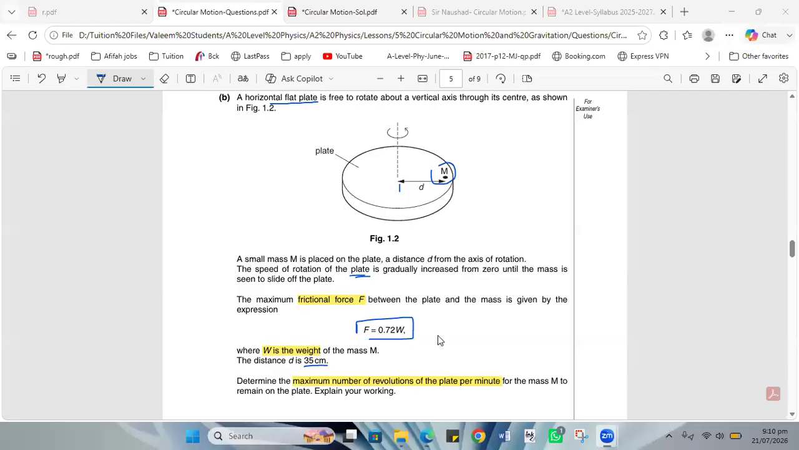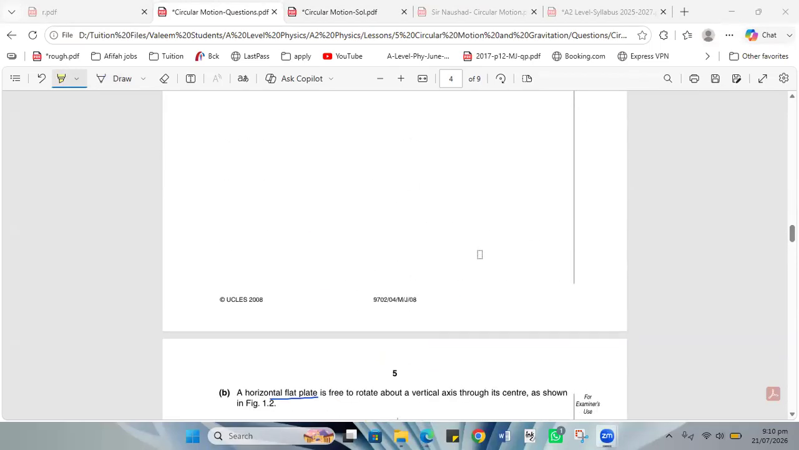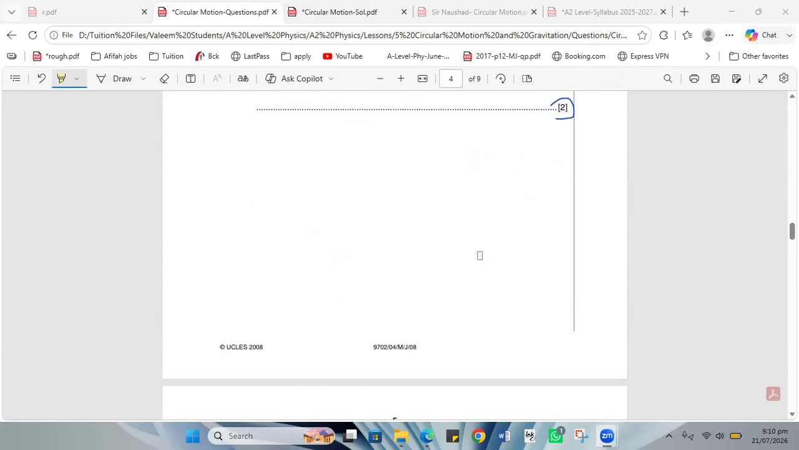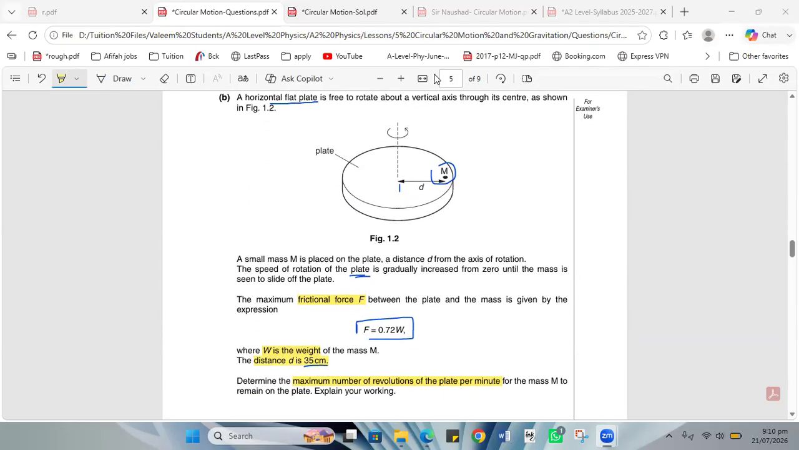Let's quickly highlight all the information. We have one expression. We have distance d. Okay, what else do we have? The mass. Nope. That is all. Okay, what to do? Let's maybe start off with figuring out what is providing the centripetal force in this case.